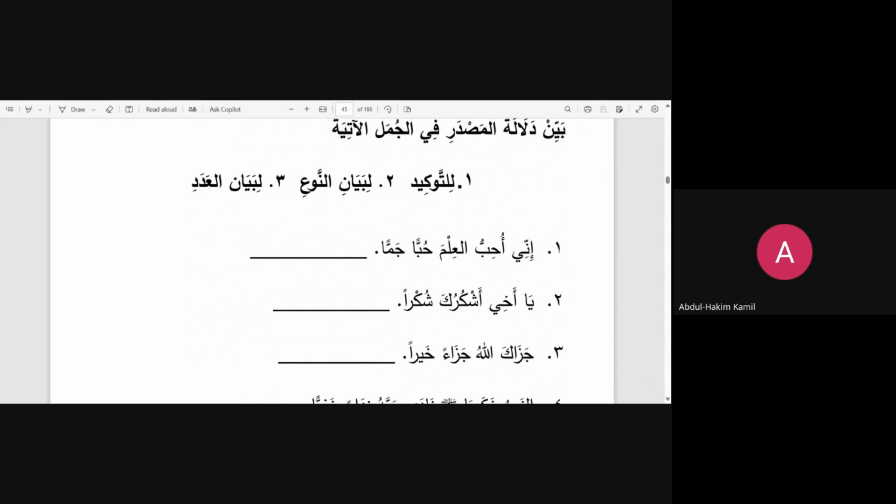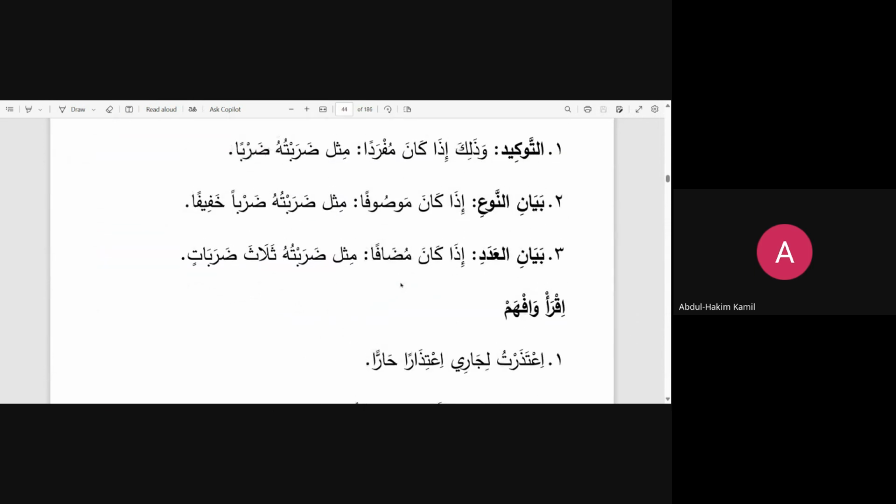So what is this to convey? Is it tawkid? Is it bayan? Tawkid has to be alone. Tawkid, let's go back up. Slow down. It says tawkid, either kana mufradan. What does that mean? If the masdar is mufradan, it's tawkid.